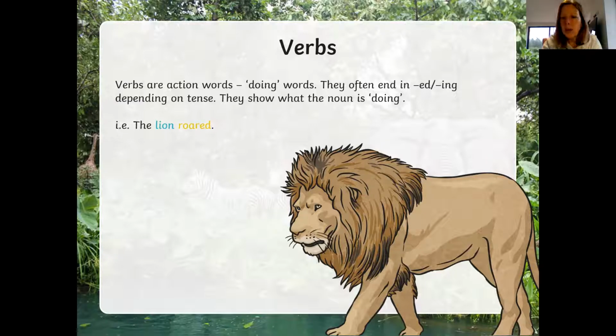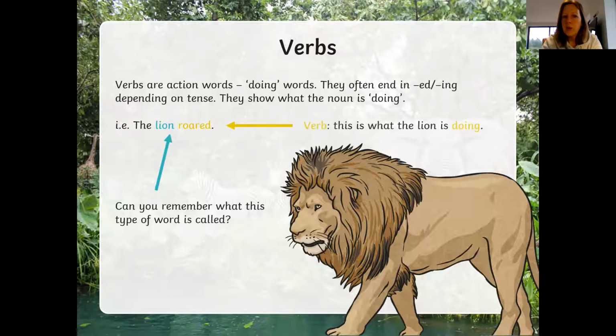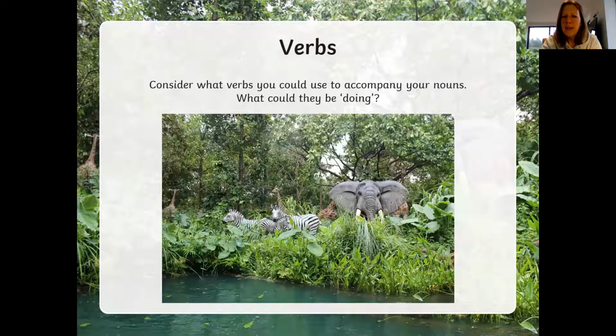So the lion roared. So the lion we've got as our noun, that's the noun that we're describing. And then we have got our verb, what the lion is doing. And because it's an ed ending, that means he was doing that in the past. It's in the past tense, okay? So what other verbs could we use in this picture? So we've talked about our nouns. What could they be doing?